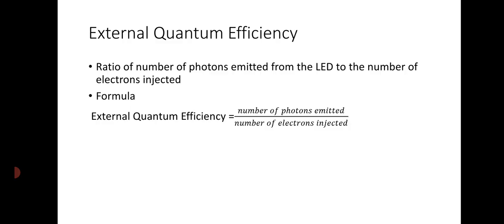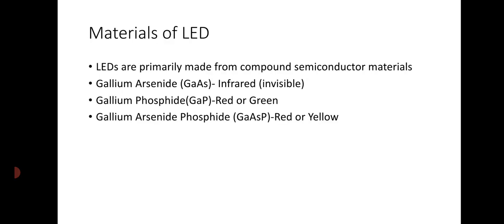Okay, so what are the materials used in LED? Normally we use gallium or silicon, but here we use only gallium arsenide, gallium phosphide, and gallium arsenide phosphide. If we use gallium arsenide, the color is invisible. We can say it is infrared light. Then if it is gallium phosphide, red or green color is visible. Then gallium arsenide phosphide means the color will be red or yellow.